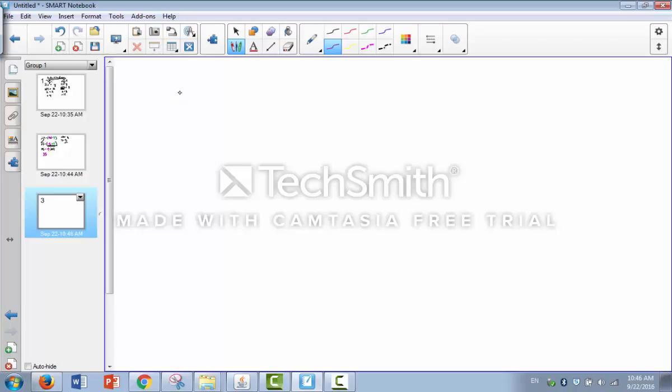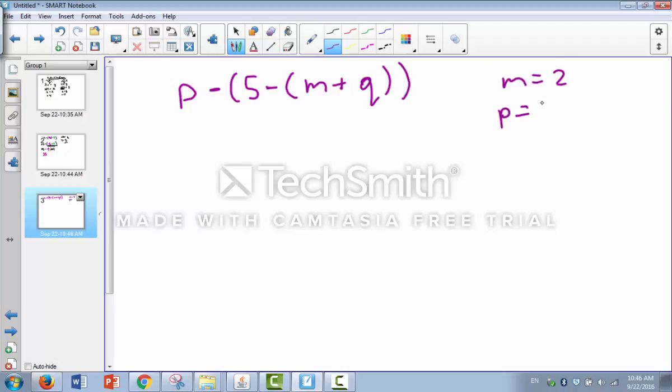Let's do a couple more variables. So p minus 5 minus m plus q, bracket, m equals 2, p equals 3, and q equals 4. First thing, let's sub these in. So I have a p here, and instead of p, I'm going to put 3. Minus, and I have bracket.